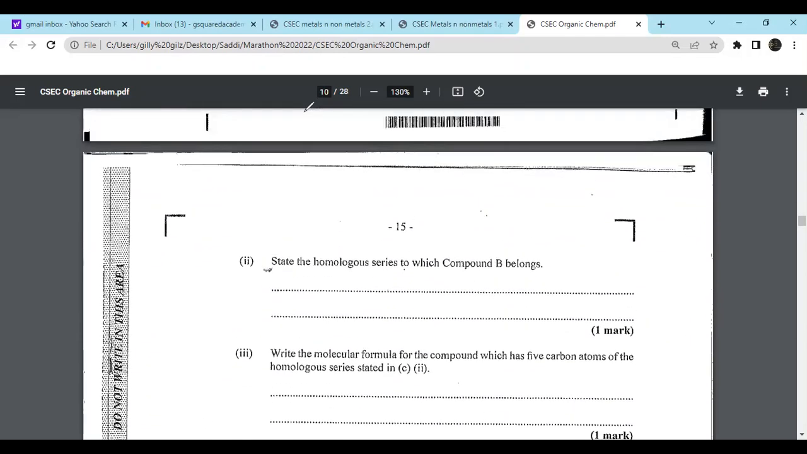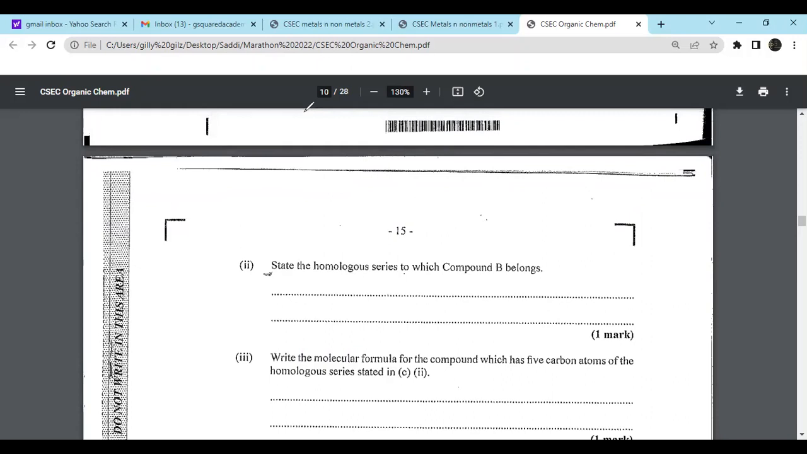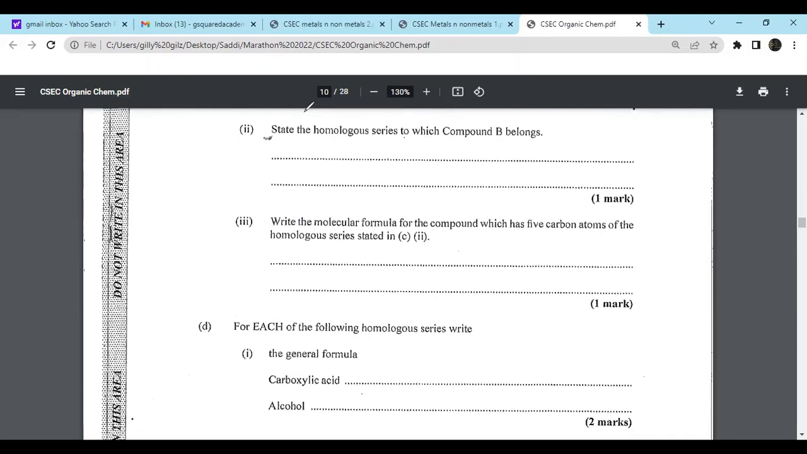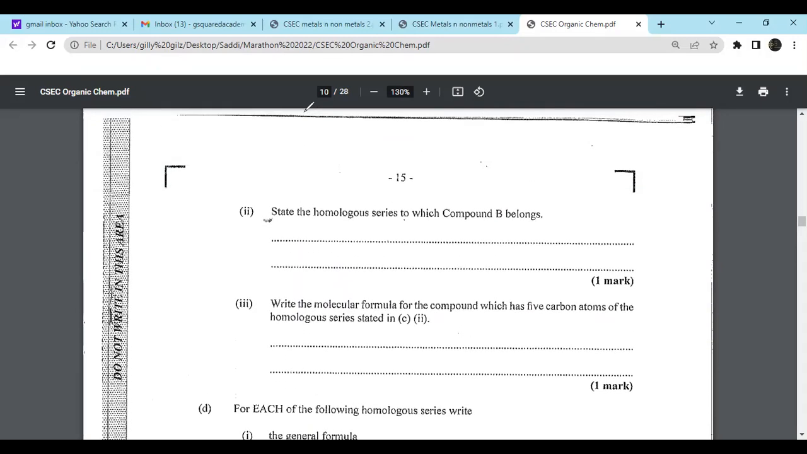And then you state the homologous series to which B belongs. It belongs to the alkenes. Write the molecular formula for the compound which has 5 carbons of this now. Since the general formula of alkenes is CnH2n, you replace n with 5 because it did say 5 carbons. So it's C5H10. And that would be the molecular formula of that compound.